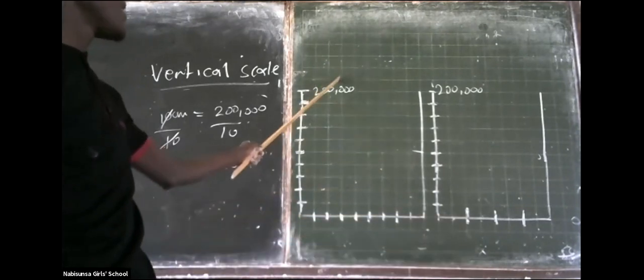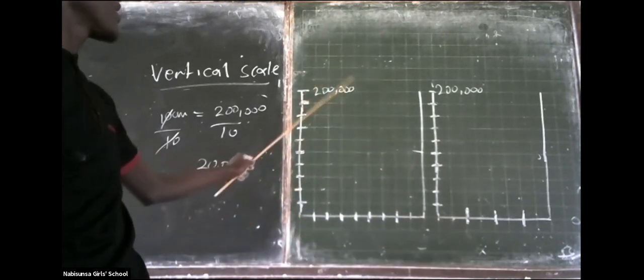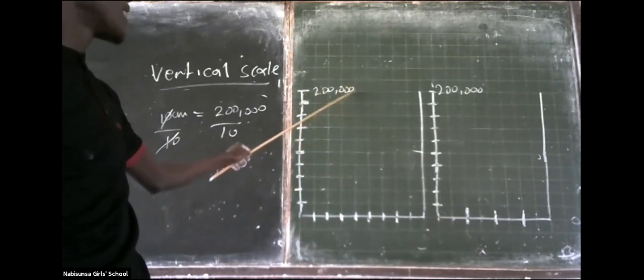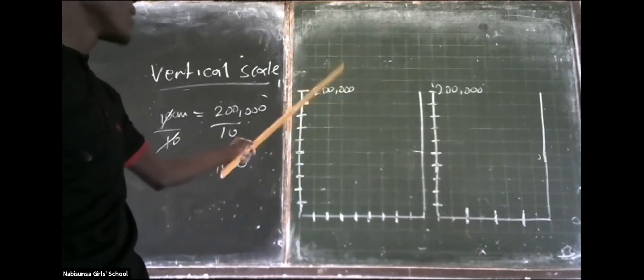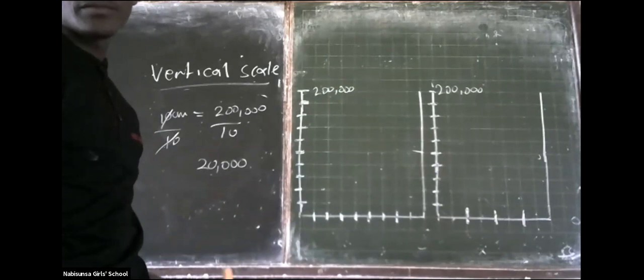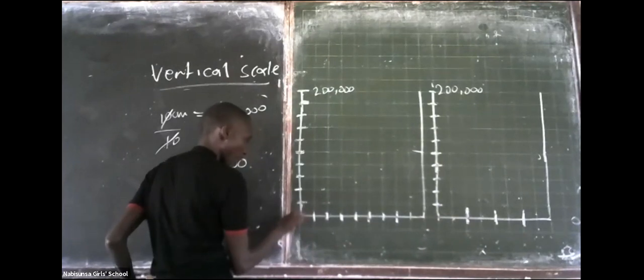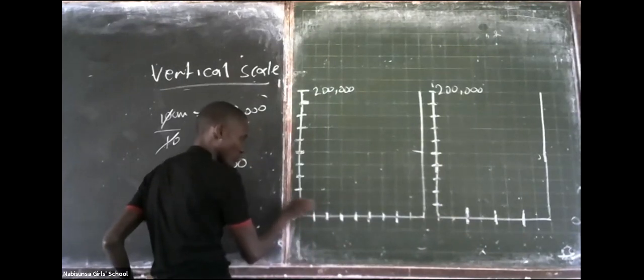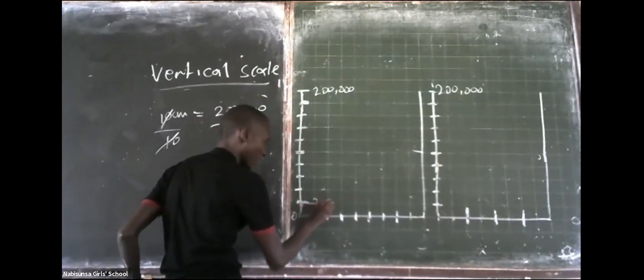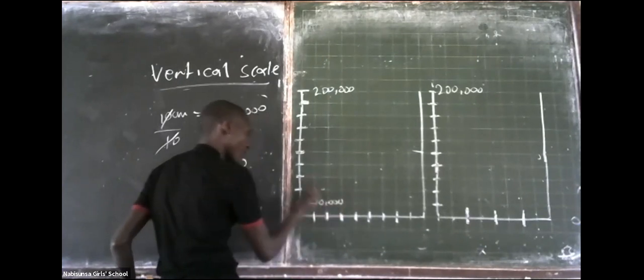These 10 parts are sharing this amount. How much will each get? 20,000. So you come on the first level here after writing 0, the first 2 centimeters, 20,000. Then 20,000, when you add another 20,000, what do you get?